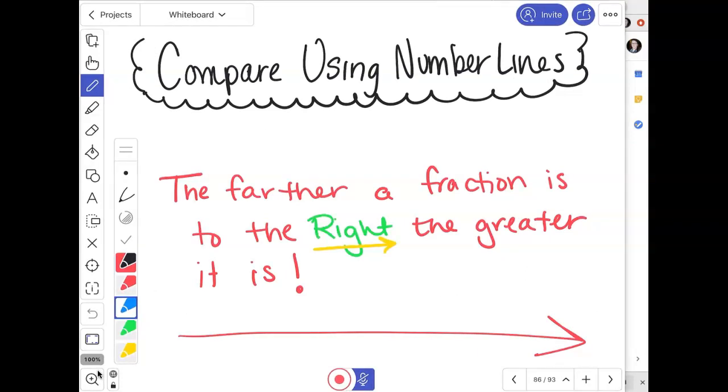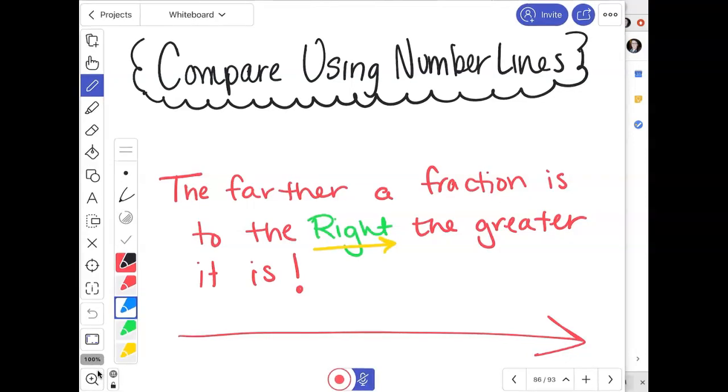So the next part of our video is going to be comparing fractions using number lines, which is a review from last year. So we're going to jump into it. If you're feeling like you need more practice with number lines, that's going to be practice during part 2 of the week, or part 2 of your lessons this week.